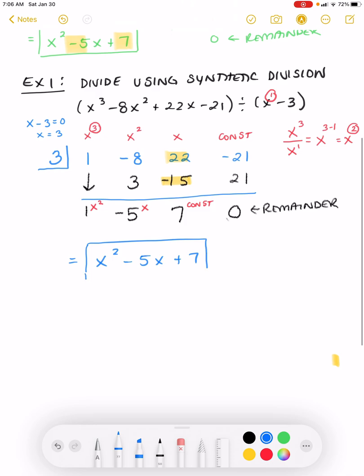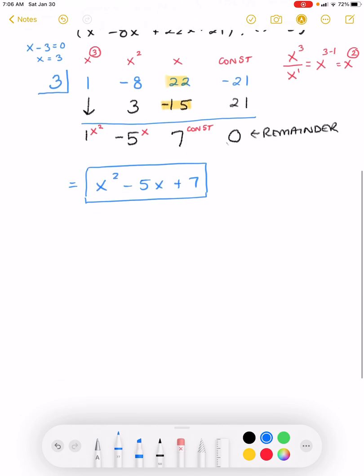All right, well, the next thing that comes up is, clearly this is a much easier process for dividing, so why would we even learn long division in the first place? And that is a great question. Well, the answer to that is that long division always works. Synthetic division we're going to sometimes use.